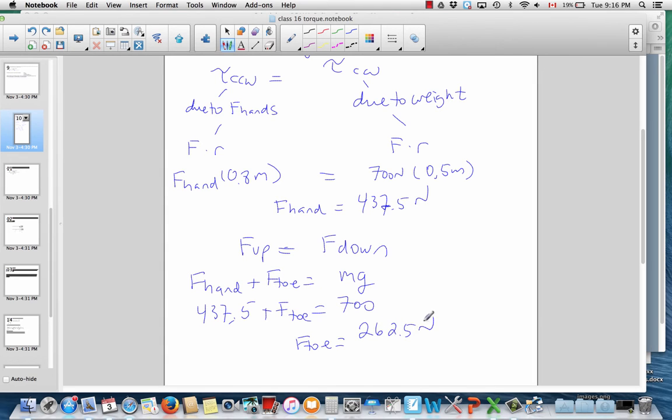262.5 newtons of force acting at the toes. So this is a very typical torque problem then. A very typical equilibrium problem. So we draw the force diagram, we apply the balanced torque condition, and we apply the balanced force condition.